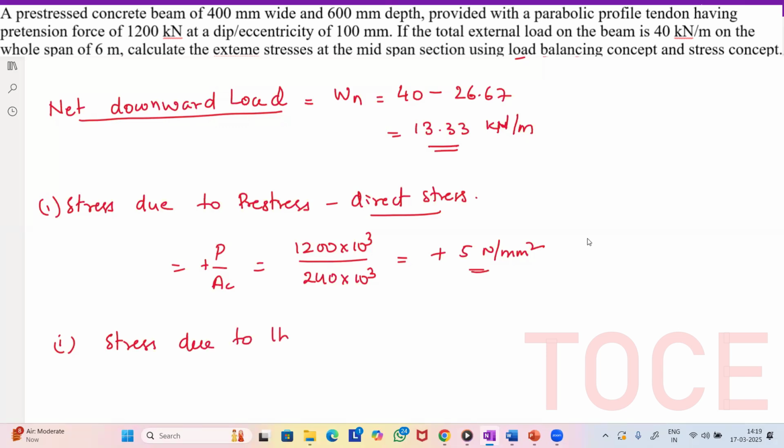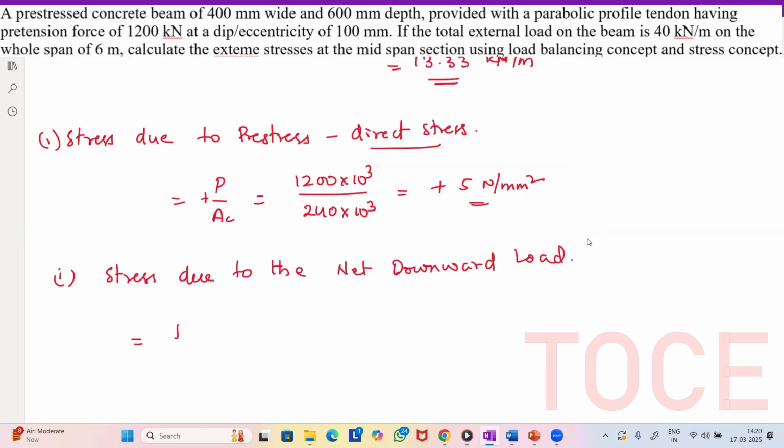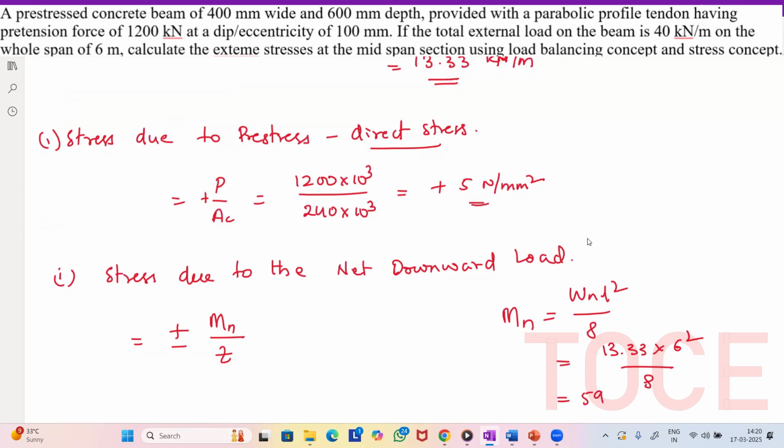Stress due to the net downward load. Okay. So what is the formula? It is plus or minus moment due to net downward load divided by section modulus. So for this, we need to calculate what is the moment due to this net downward load. So that is WnL square by 8. So what is the Wn net load? So that is 13.33, right? So 13.33 into 6 square divided by 8. Okay. So the net downward load moment will be 59.98 kilonewton meter.